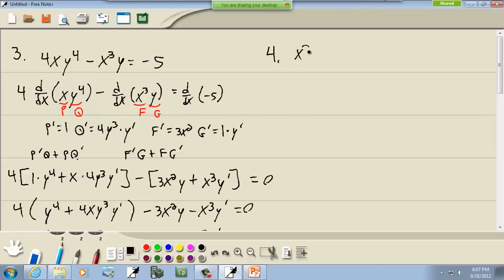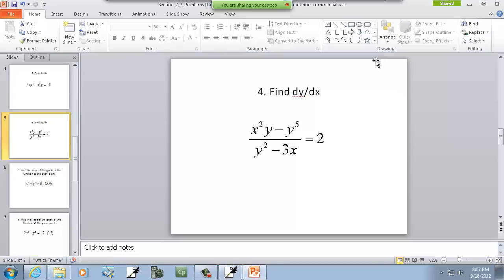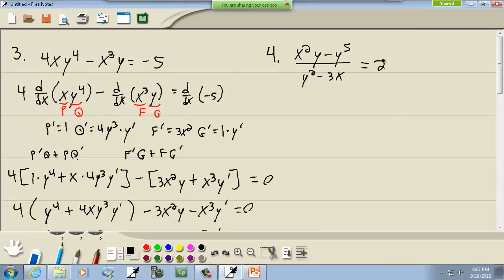Got x squared y minus y to the fifth over y squared minus 3x equals 2. Now I could use a quotient rule on the left side.